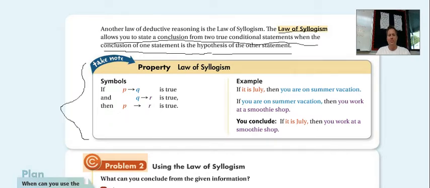So you're going to get that whole thing written down, and you're going to write this whole box down as well. The property of the law of syllogism says this: if P then Q is true, and if Q then R is true, then if P then R is true. Okay? So make sure you have those symbols written down, and then the example right here. What it says is, if it is July, then you are on summer vacation. If you are on summer vacation, then you work in a smoothie shop. So hence, putting those two conditional statements together, if it is July, then you work at a smoothie shop.